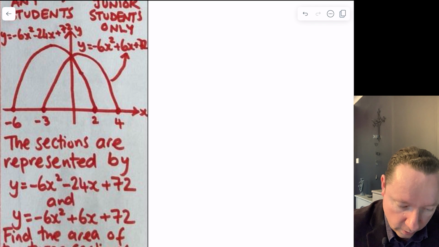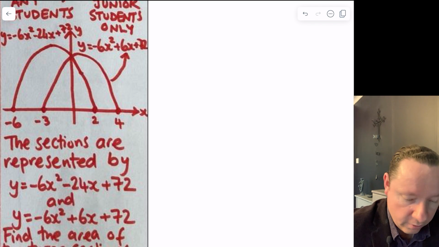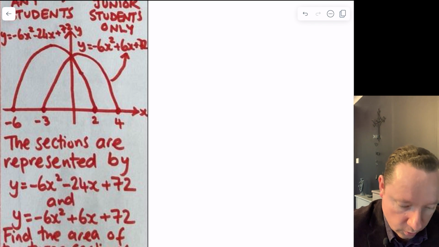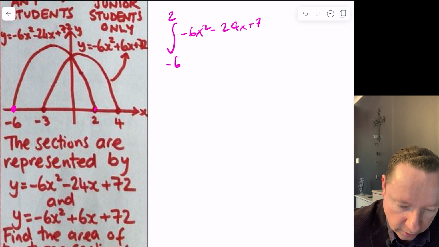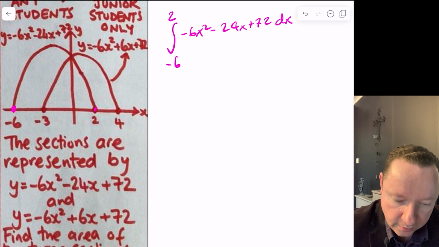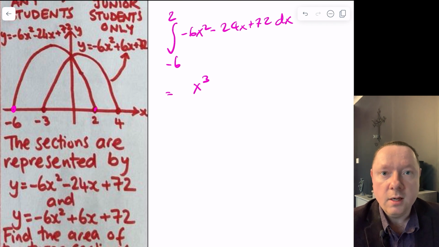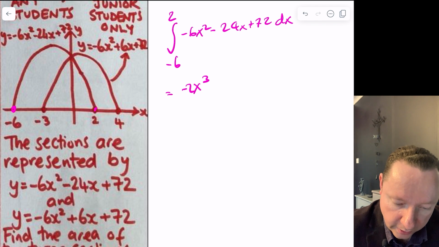So let's start off with the first section then, area from minus 6 to 2. Well, just this area here, from here to here. So from minus 6 to 2, that is minus 6x squared minus 24x plus 72 dx. So we need to integrate. Add 1 to the power, that's x cubed, divided by the new power. 6 divided by 3 is 2, so minus 2x cubed. Add 1 to the power, that's x squared. 24 divided by 2 is 12, so minus 12x squared plus 72x. And that's between minus 6 and 2.